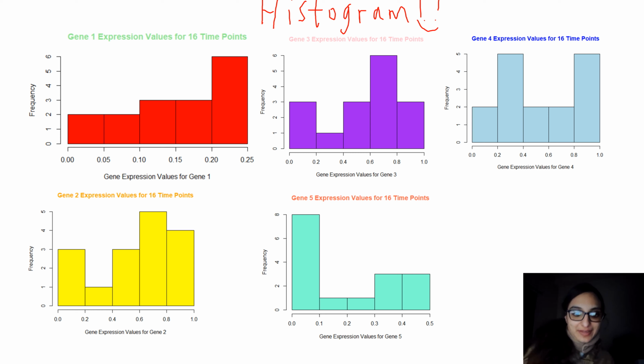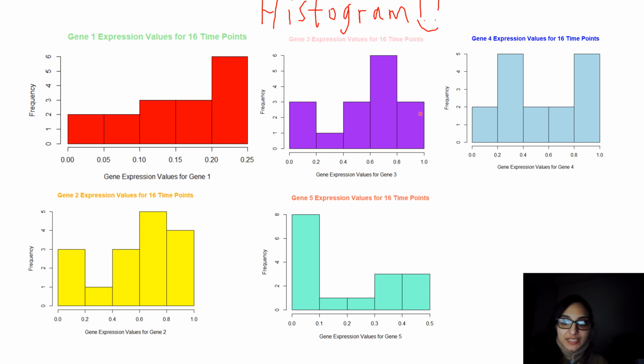Each of these is a histogram. What these histograms do is they come up with their own way of binning these observations into different bins. They're coming up with their own binning strategies. And we can see gene 1's expression values, gene 2's expression values, gene 3's, gene 4's, and gene 5's expression values.